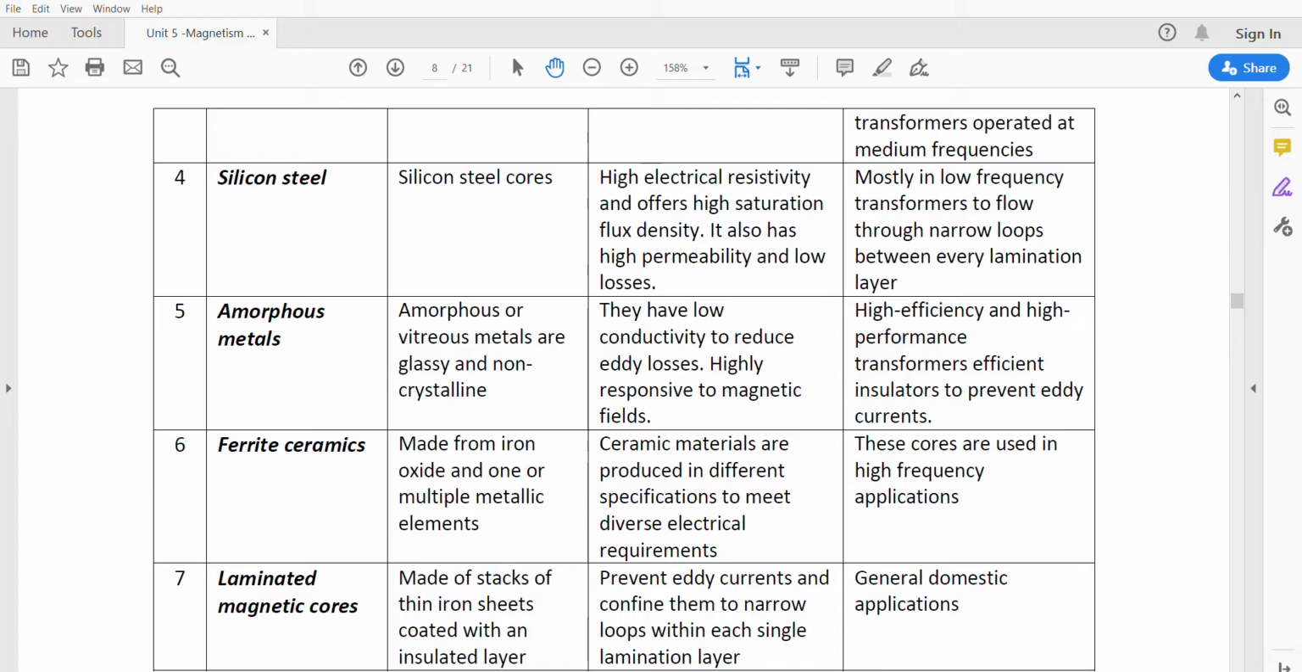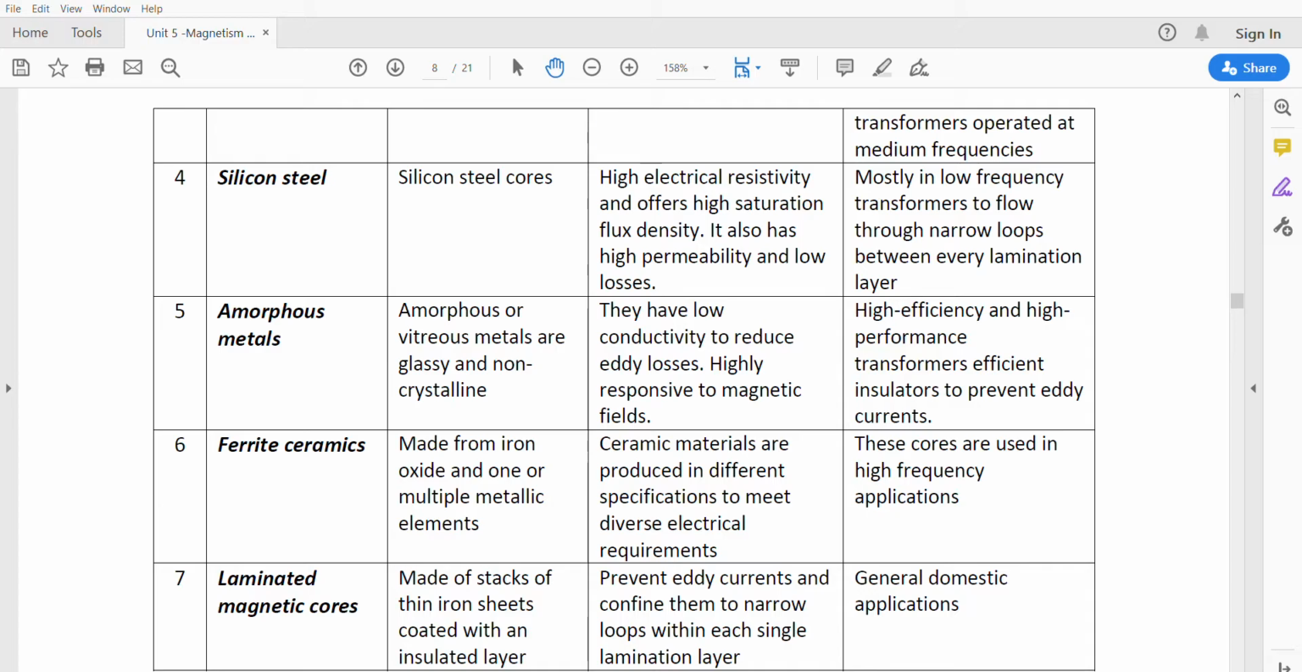And next, ferrite ceramics, made from iron oxide and one or multiple metallic elements. Next, ceramic materials are produced in different specifications to meet diverse electrical requirements. These have wide electrical requirements, and those cores are used in high frequency applications also. Next one is the laminated magnetic cores. These are used in the general domestic application.